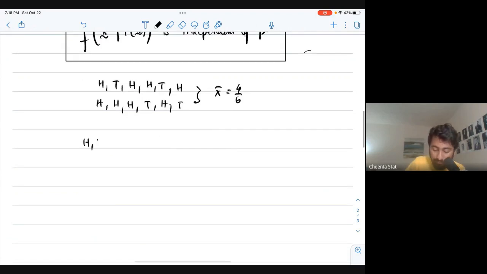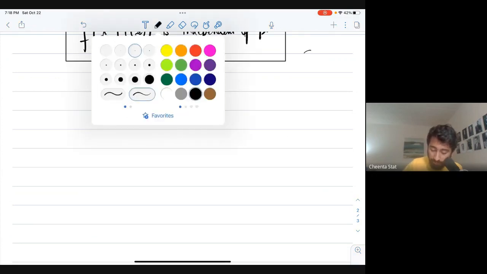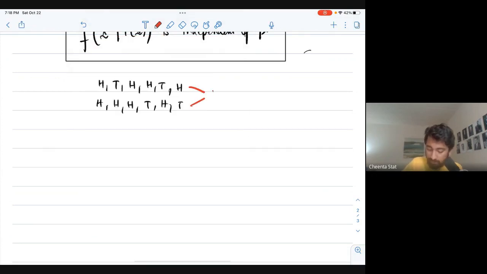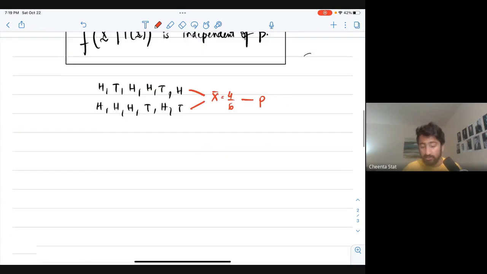If you ask me to write it down properly, both are giving the same x bar equal to 4/6, and it's dependent on the sample through p bar. So essentially, this sample does not really matter. Only the x bar value matters. The next question is how to find this Tx.